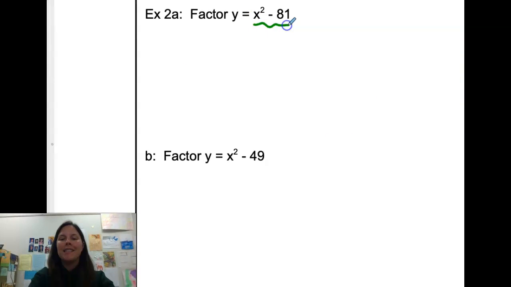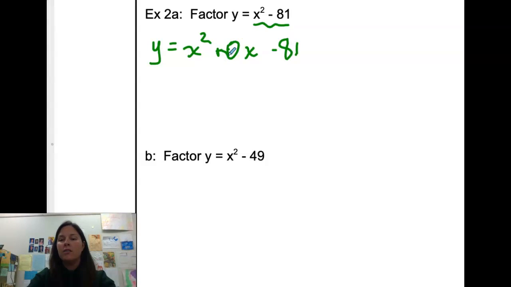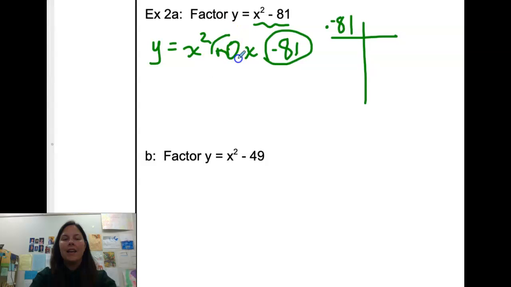Again, we are missing the x term. So the first thing that I'm going to do is put a 0x term in so that I have all the pieces that I need to set up my t-chart. And I apologize for my writing. It was actually not too bad yesterday. I was pretty impressed. All right, so now we are multiplying to this constant on the end, the term with no variable, negative 81, and adding to that 0 term that we put in the middle.